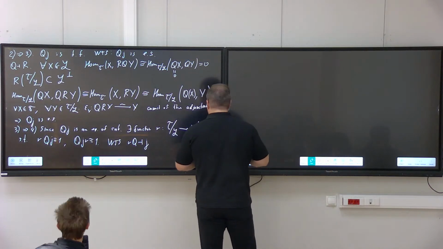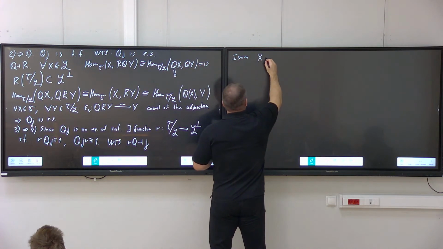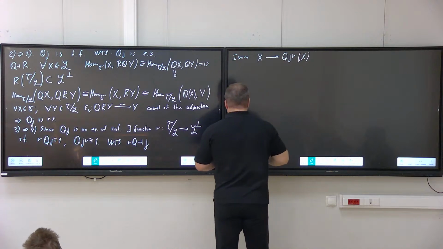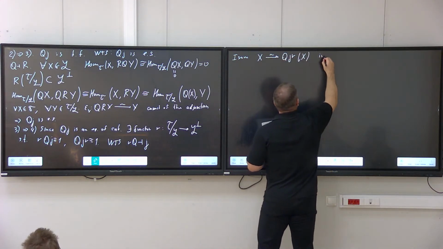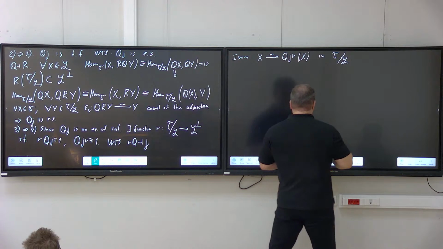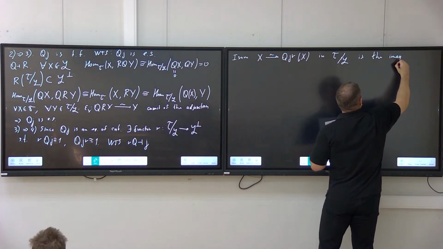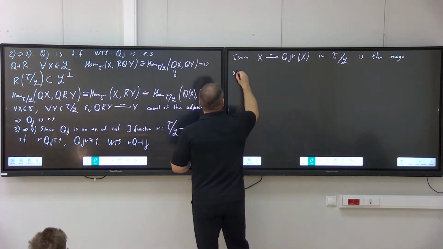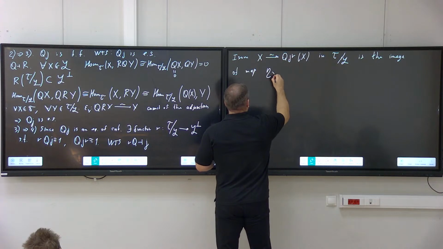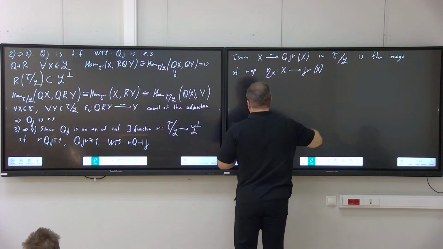Okay, so I want to show that, first of all, if I take the isomorphism from the object X to Q, J, and R of X, so there is such an isomorphism in T modulo L. So this is the image of the map eta sub x from X to J R of X in T.